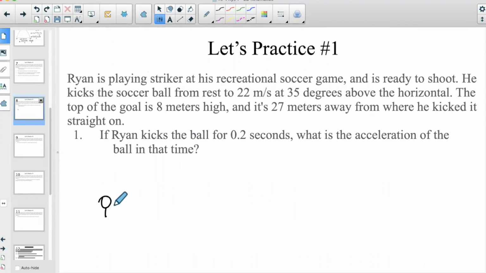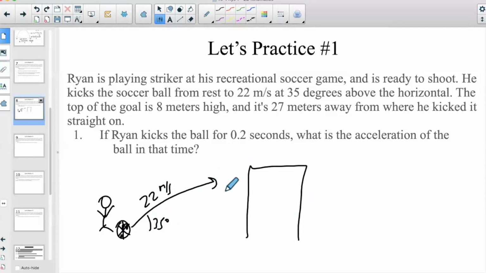So we have Ryan. This is a lovely guy, Ryan. Sure, he's popular. And this is my lovely drawing of a soccer ball. So he kicks it from rest and it goes like that at 22 meters per second. And this is 35 degrees. And the goal is somewhere over here. It's 8 meters high, 27 meters from where he kicked it. So let's go with something like that.